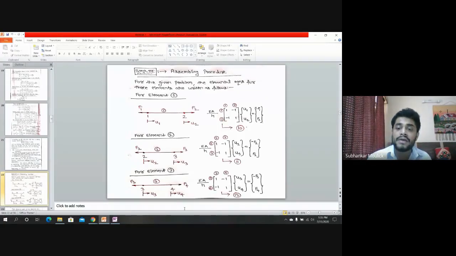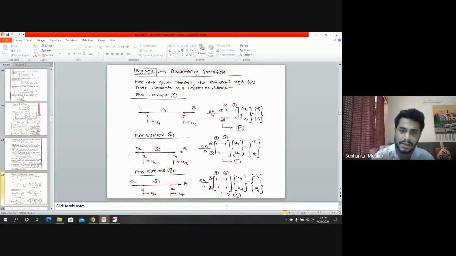Now for this element, how will I encircle? For that I have to see the figure. In this figure, element number 3 is moving from node 3 to node 4. So the first row will be 3, second row will be 4. Similarly, if I come to the columns, first column will be 3, second column will be 4. That is equation number 10, 11 and 12.